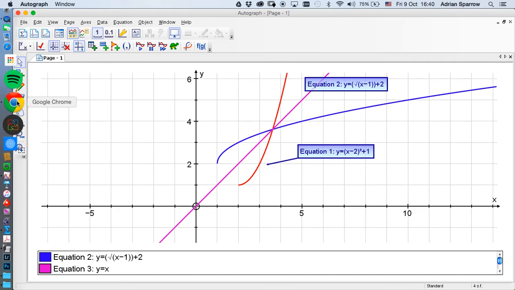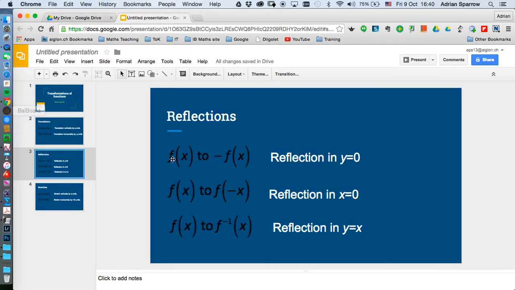So we've got these three different reflections. When the minus is in front of the whole curve, it's a reflection in y equals 0. When it's in front of the x only, it's x equals 0. And when we've got the inverse function, it's a reflection in y equals x.